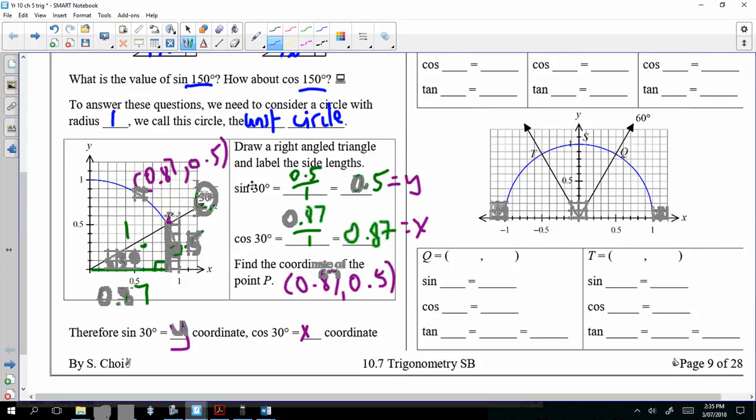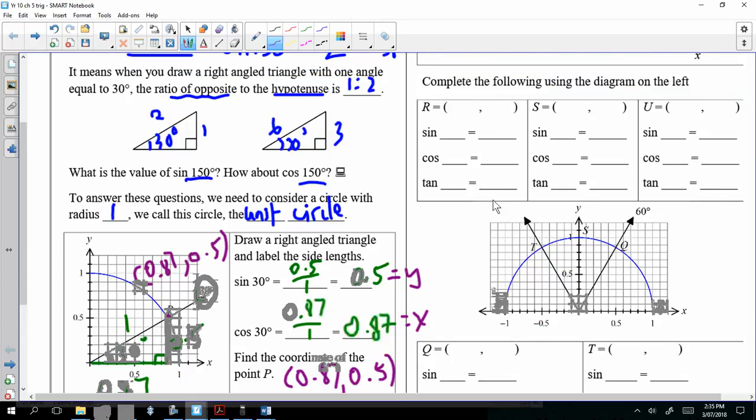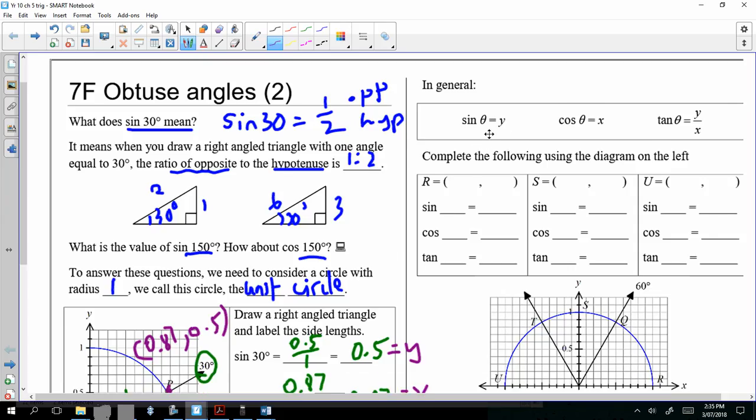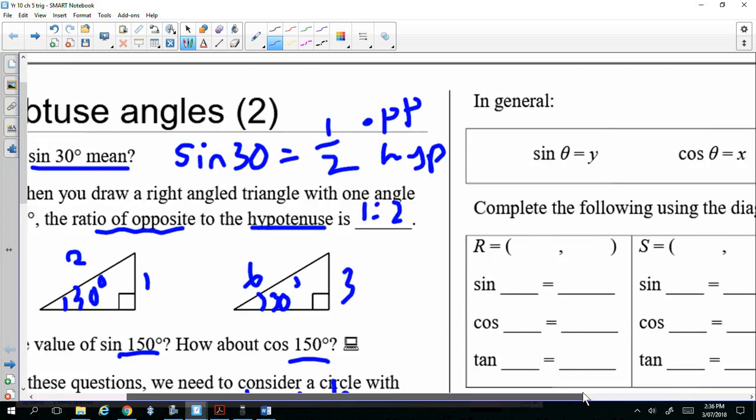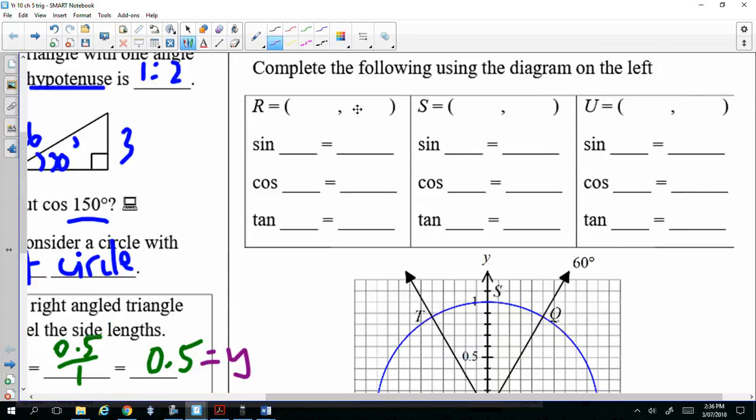So now we can go beyond the right angle triangle. Now we can actually calculate some values. So this is the formula: sine theta is y, cos theta is x, tan theta is y over x. So now you will start to see how to calculate sine 150. Let's complete the following. We have this table here.